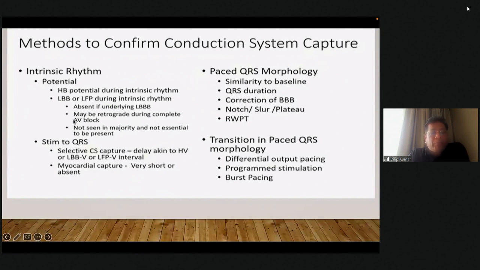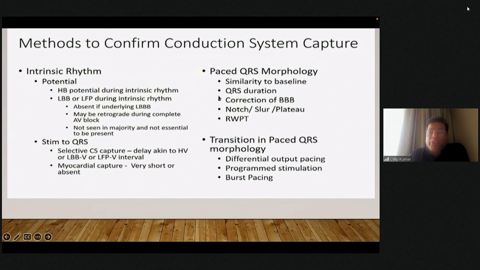So you can see the potentials. If you are in His bundle, potentials can be seen. If you are hitting the left bundle, potentials can be seen 25 to 30 milliseconds before the R wave, and the stim to QRS depends on where. If you are at left bundle, it should be from left bundle to V, it should be equal to that, or His bundle to HV.